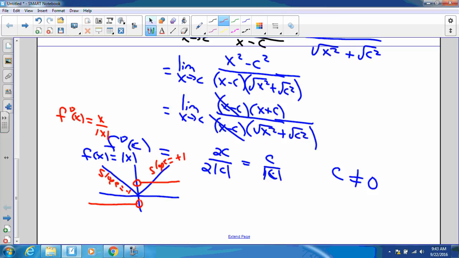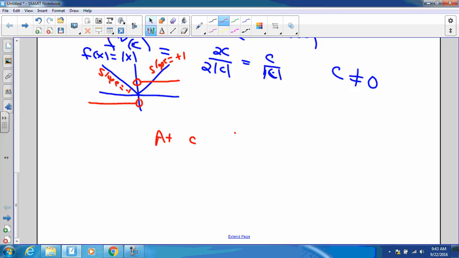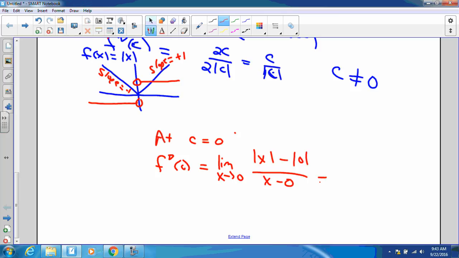So all this is fine, but what happens at 0? For what happens at 0, we need to do a careful investigation. So let's do that derivative separately at this point. At c equals 0, f prime of 0 should be the limit as x goes to 0 of the absolute value of x minus the absolute value of 0 over x minus 0.